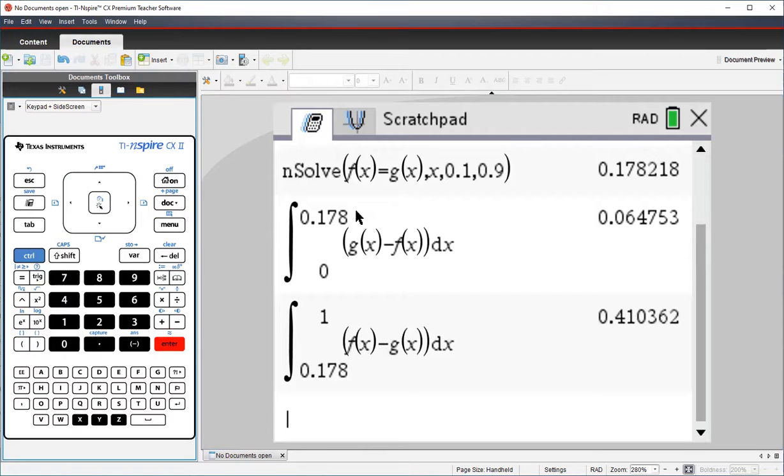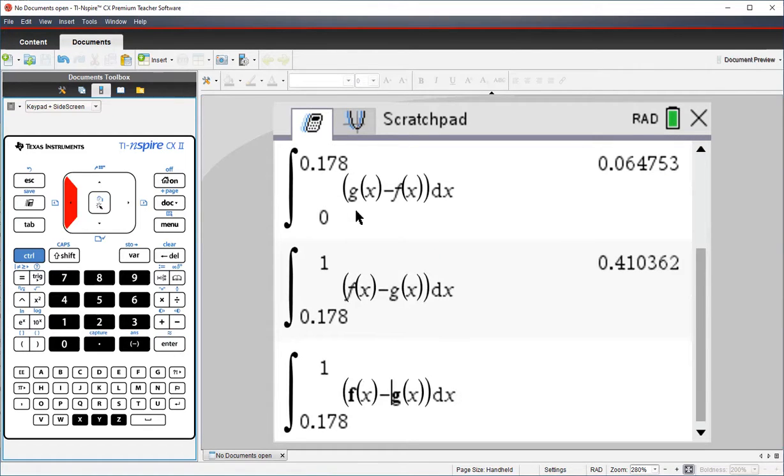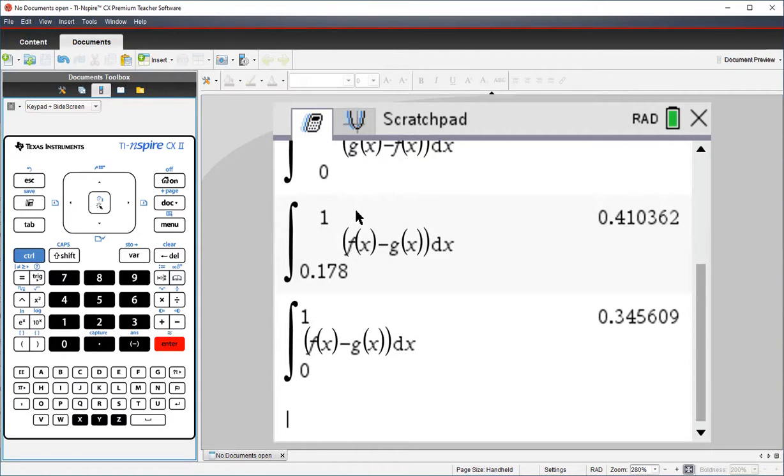All right, so the area of region S is 0.410 or so. And just to drive home that idea, if I calculate the sum of those two areas, it's around 0.47, but if I calculate the area from 0 to 1, I get 0.34.